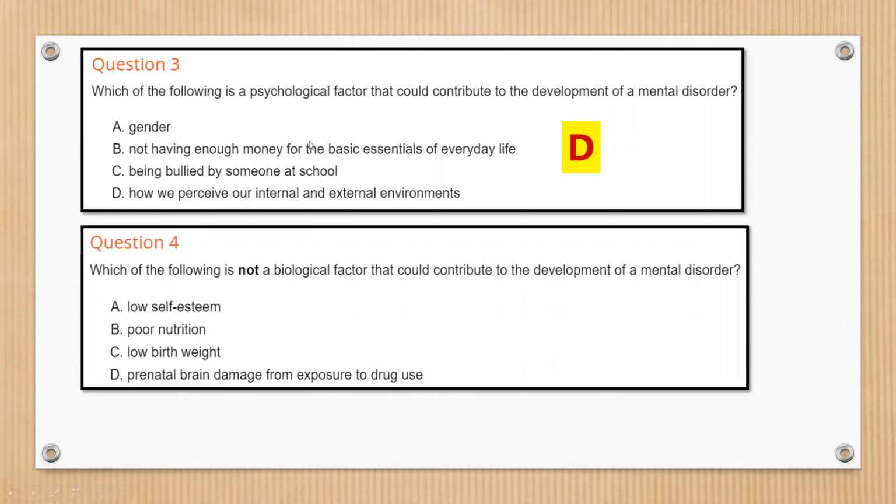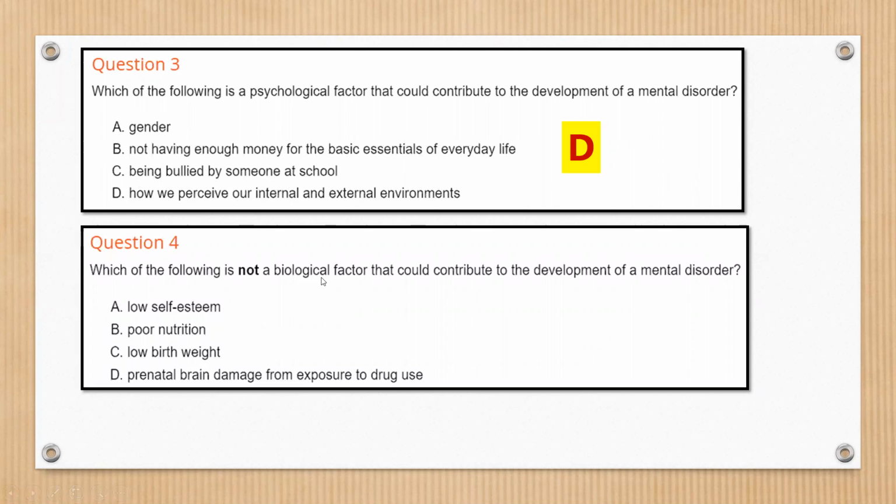Okay, not having enough money for the basic essentials of everyday life is connected to income and socioeconomic status, so that is more of a social factor rather than a psychological factor. And obviously gender is biological, being bullied by someone at school is also social. So the best answer there for psychological is D.